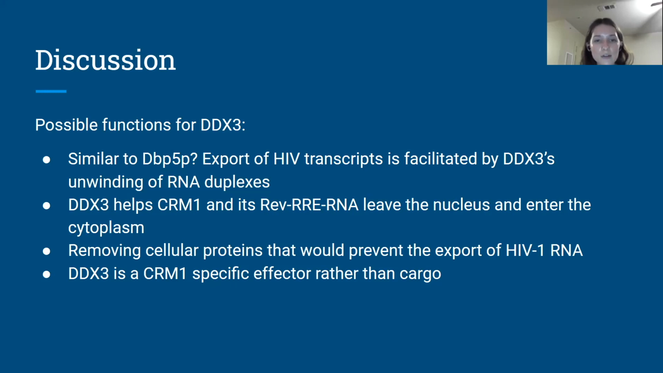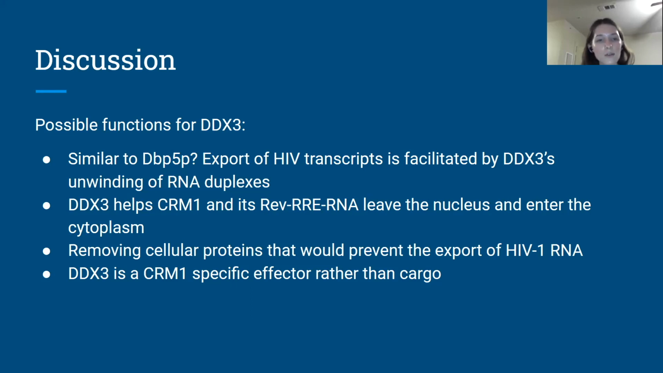Because DDX3 directly binds CRM1 and localizes to nuclear pores, it is suggested that DDX3 helps CRM1 and its RNA leave the nucleus and enter the cytoplasm. However, it is also possible that DDX3 functions in removing cellular proteins that would prevent the export of HIV-1 RNA. DDX3 binds to CRM1 in a C-terminal region and was found to be a CRM1 specific effector rather than cargo.